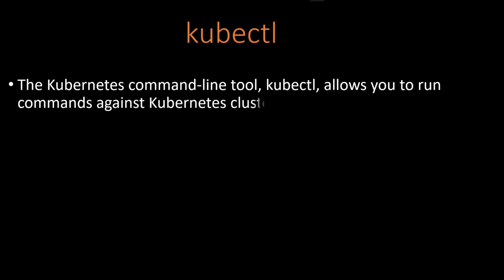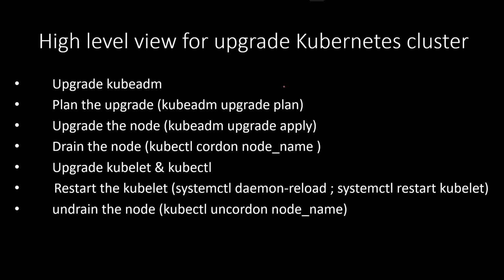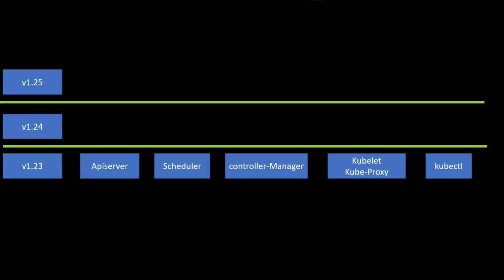And last is kubectl. The Kubernetes command line tool kubectl allows you to run commands against a Kubernetes cluster. You can use kubectl to deploy applications, inspect and manage applications or resources, and view logs. This is the reason that when we upgrade the Kubernetes cluster, we upgrade these three packages. Now this is our high level view. Now you understand why we are upgrading kubeadm, and kubelet and kubectl are the common packages.